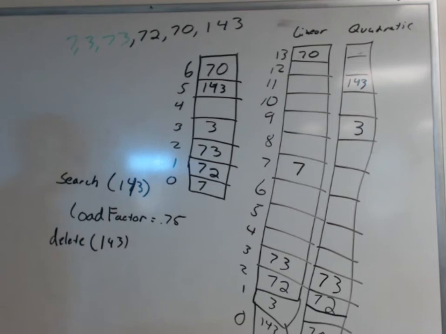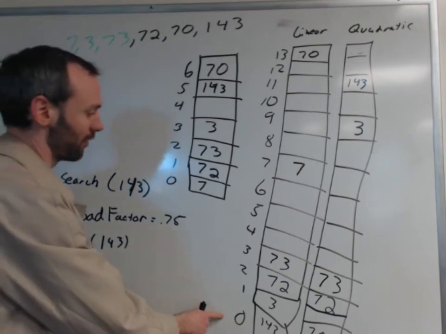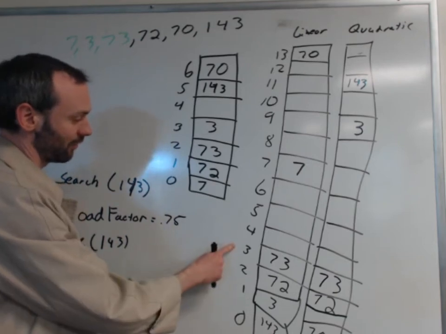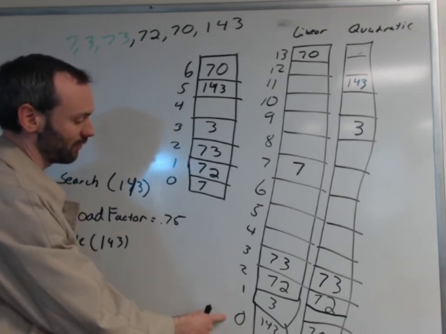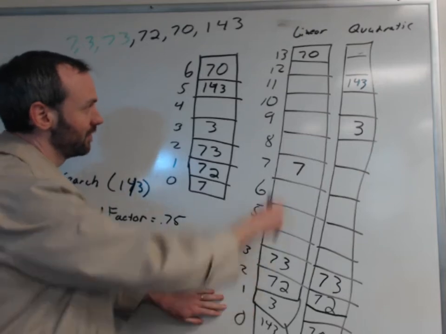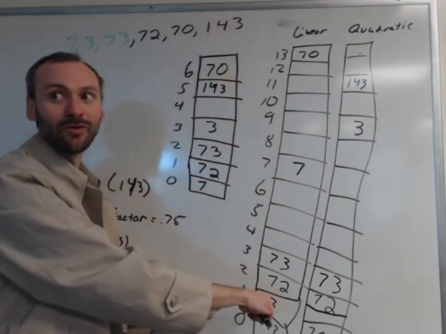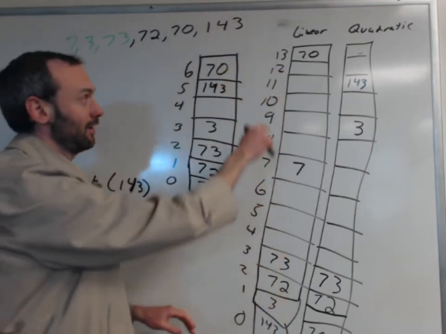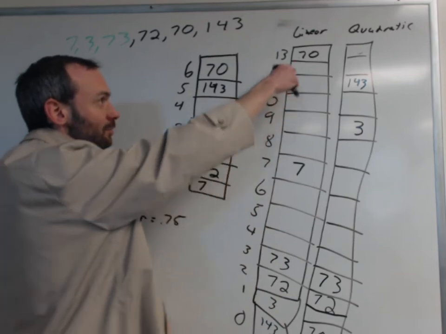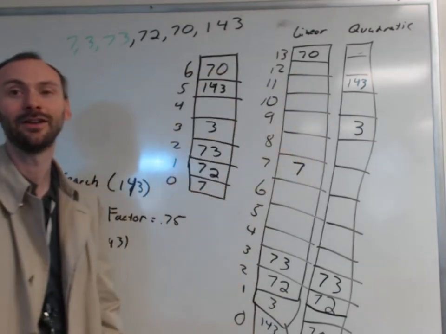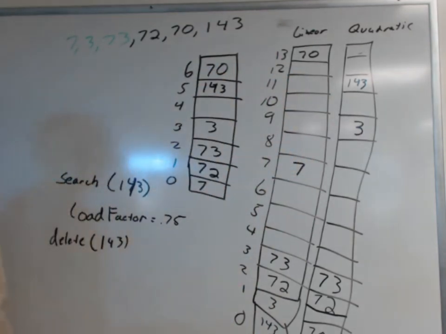So if you delete the one at 3, let's start with linear, right? We want to delete 143. Not there, not there, not there. Oh, it's 143. But we also need to check this one to see if it needs to be moved. Hopefully you can see if there's a long chain here, you might be fixing a lot of things and moving them around.